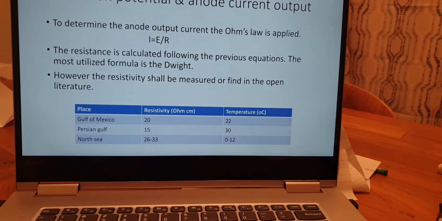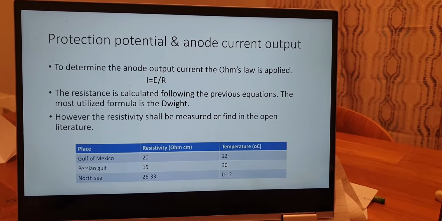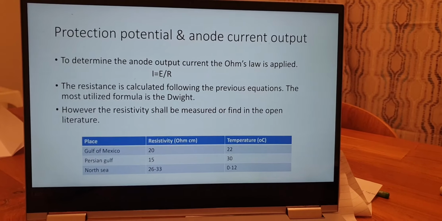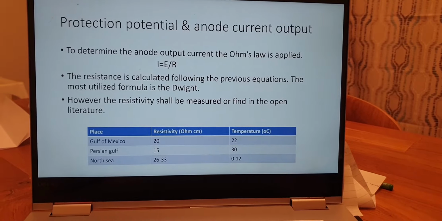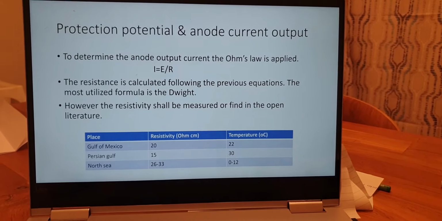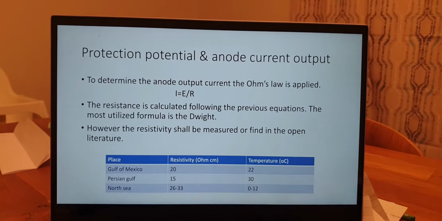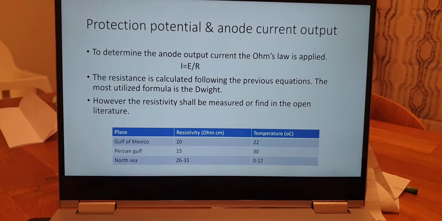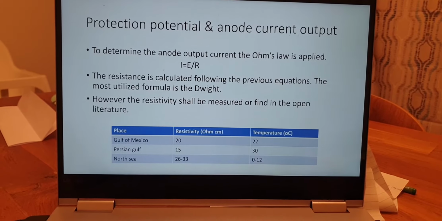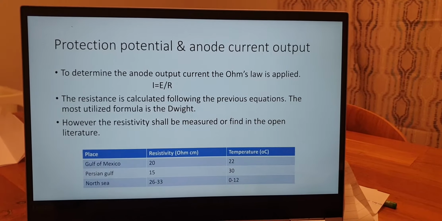And of course, as we saw all the equations for resistance, we identified that the resistivity is an important factor. It's not the same resistivity in the Gulf of Mexico as in the Persian Gulf, the North Sea, the mud, or in a river or anything like that. So what is the potential? As we saw, the resistance came from resistivity, so it's very important to maintain resistivity.